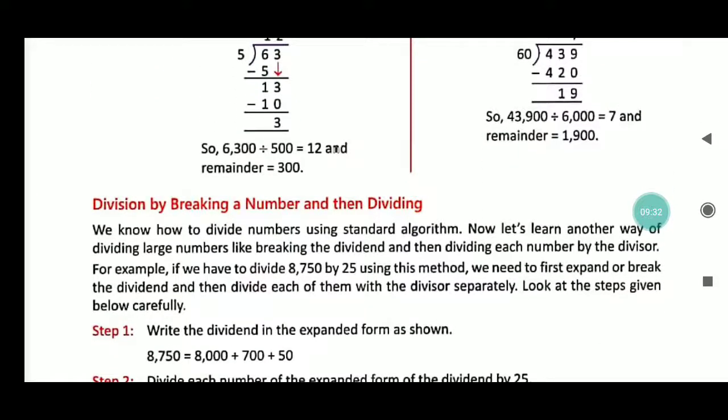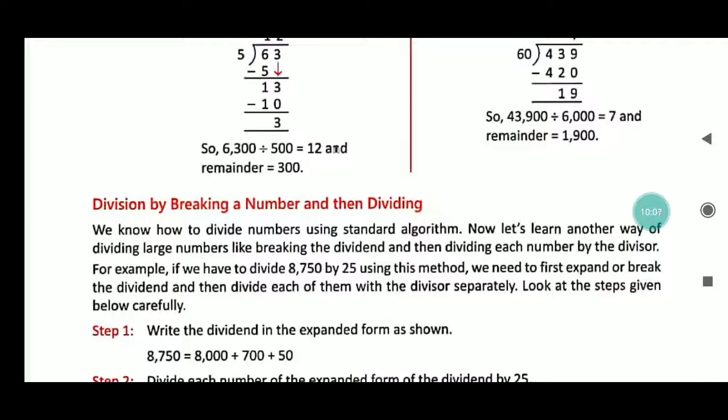Now division by breaking. We know how to divide numbers using the standard algorithm. Now let's learn another way of dividing large numbers, like breaking the dividend and then dividing each part by the divisor. For example, if we have to divide 8750 by 25 using this method, we need to first expand or break the dividend and then divide each of them by the divisor separately.